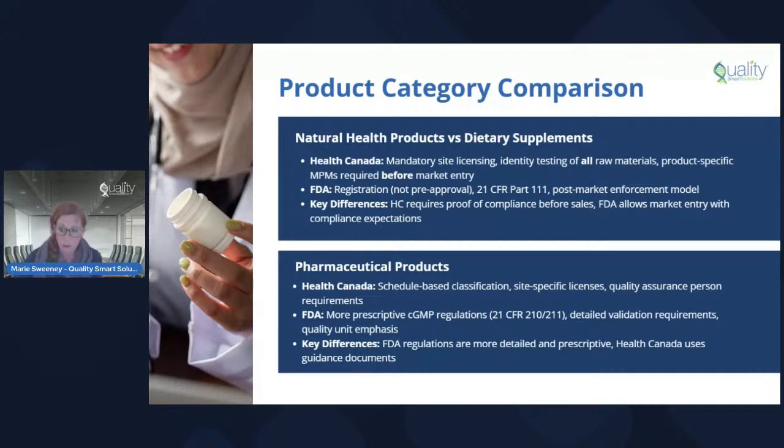When looking at pharmaceutical products or DINs, Health Canada has a schedule-based classification system, site-specific licensing, and stringent quality assurance person requirements. The FDA is more prescriptive with the CGMP regulation, 21 CFR 210-211, detailed validation requirements, and an emphasis on your quality unit. The key difference when dealing with pharmaceuticals is the FDA regulations are more detailed and prescriptive, whereas Health Canada utilizes guidance documents and has very clear standards of what can and can't happen.